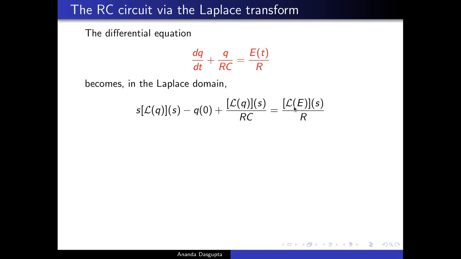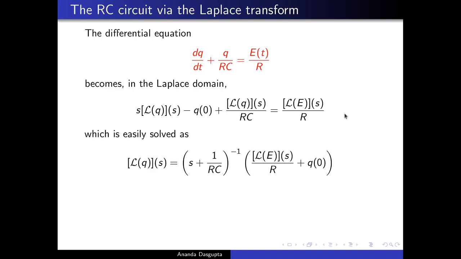Now, notice that while you had derivatives acting on q, which was originally a function of t, there are no such derivatives any longer. This equation is a purely algebraic equation with the Laplace transform of q at s multiplied by s plus 1 by RC. You can easily solve this by moving the minus q0 to the other side and dividing by s plus 1 by RC. So solving the Laplace domain version of the differential equation is very simple. All you need is trivial algebra: s plus 1 by RC inverse times the Laplace transform of E by R plus q0.